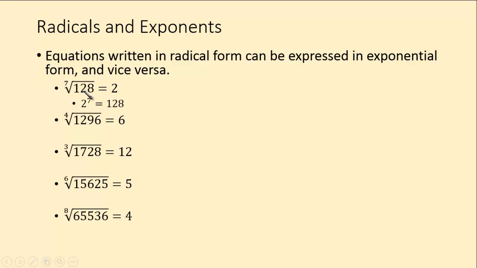Why? Because of the meaning of this. This thing means the number which, if I raise it to the 7th power, I get 128. That happens to be 2, so if I raise 2 to the 7th power, I get 128. Likewise here. This is a number which, if I raise it to the 4th power, I get 1296. Well, this happens to be 6. That means that if I raise 6 to the 4th power, I get 1296.